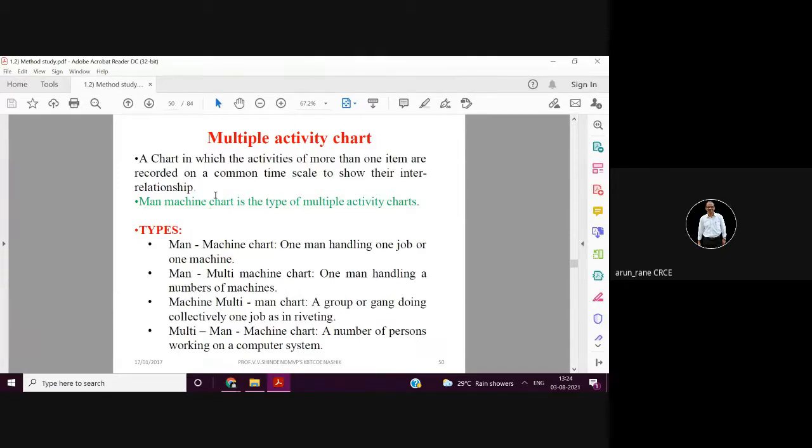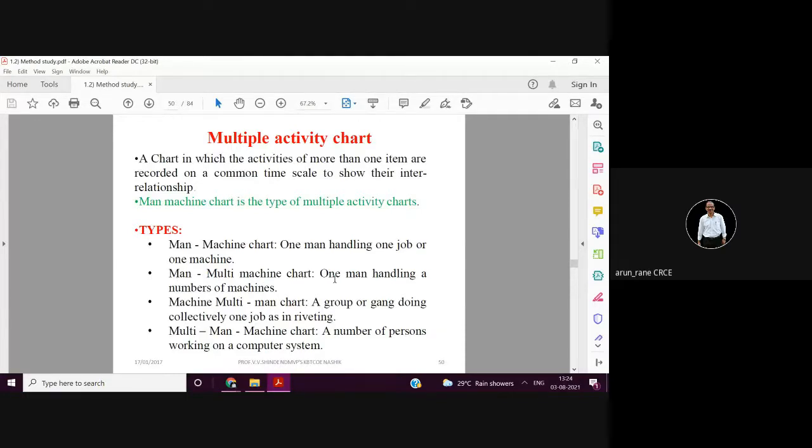Multiple activity chart means a chart in which the activities of more than one item are recorded on a common time scale to show their inter-relationship. So this is basically a man-machine chart. Man-machine chart is a multiple activity. So what are the types? Man-machine chart. One man handling one job or one machine.